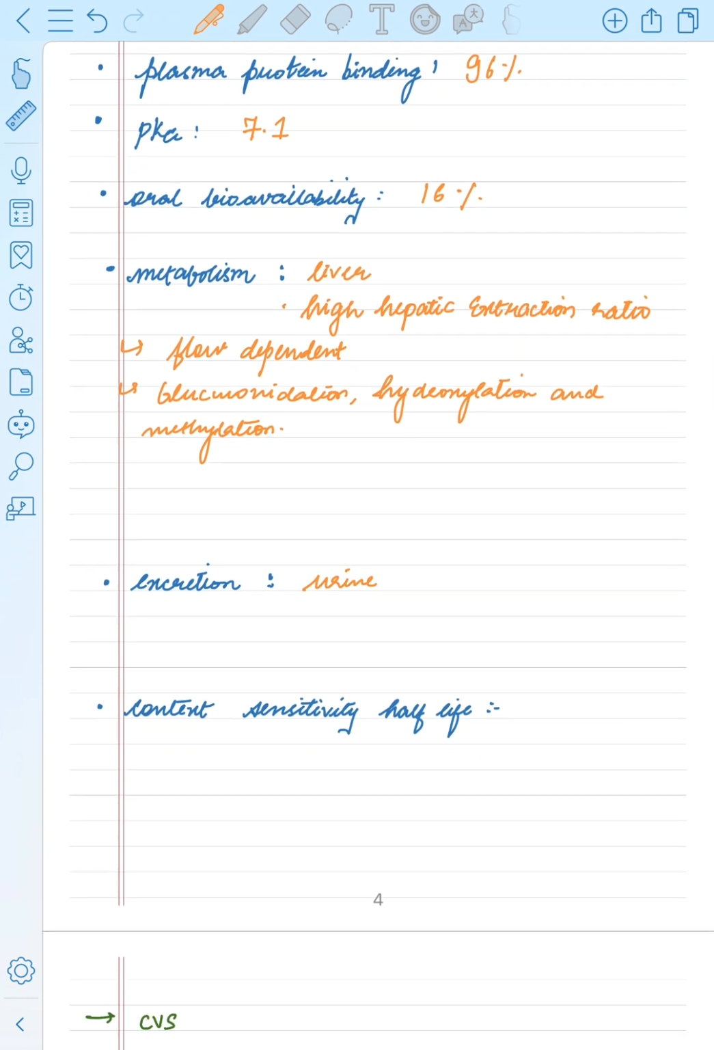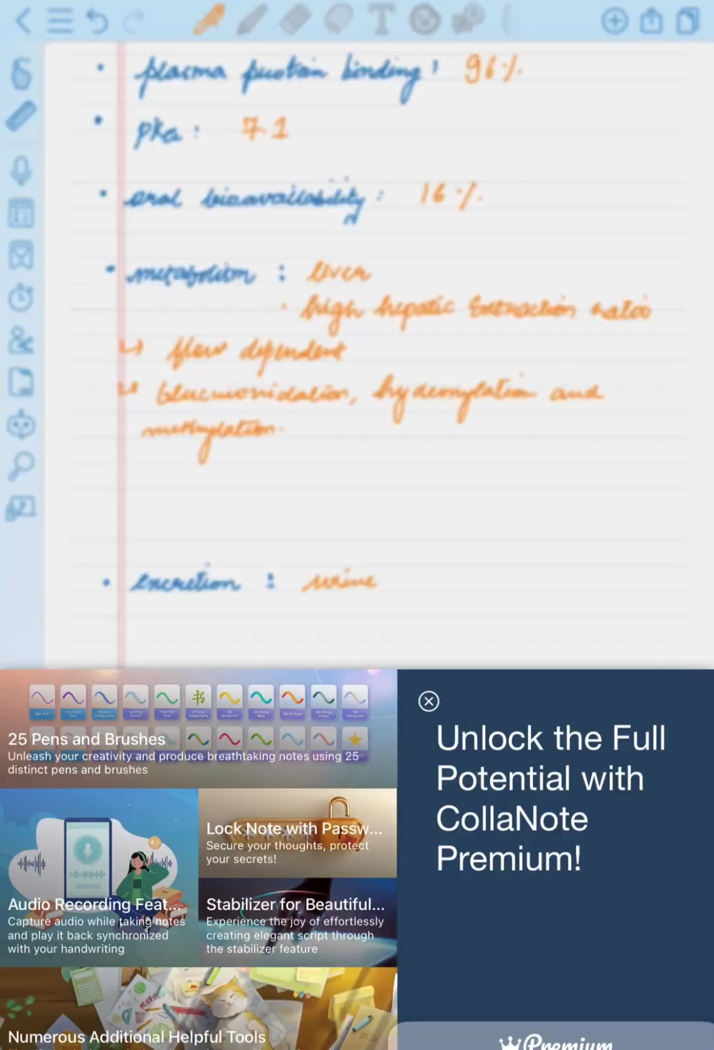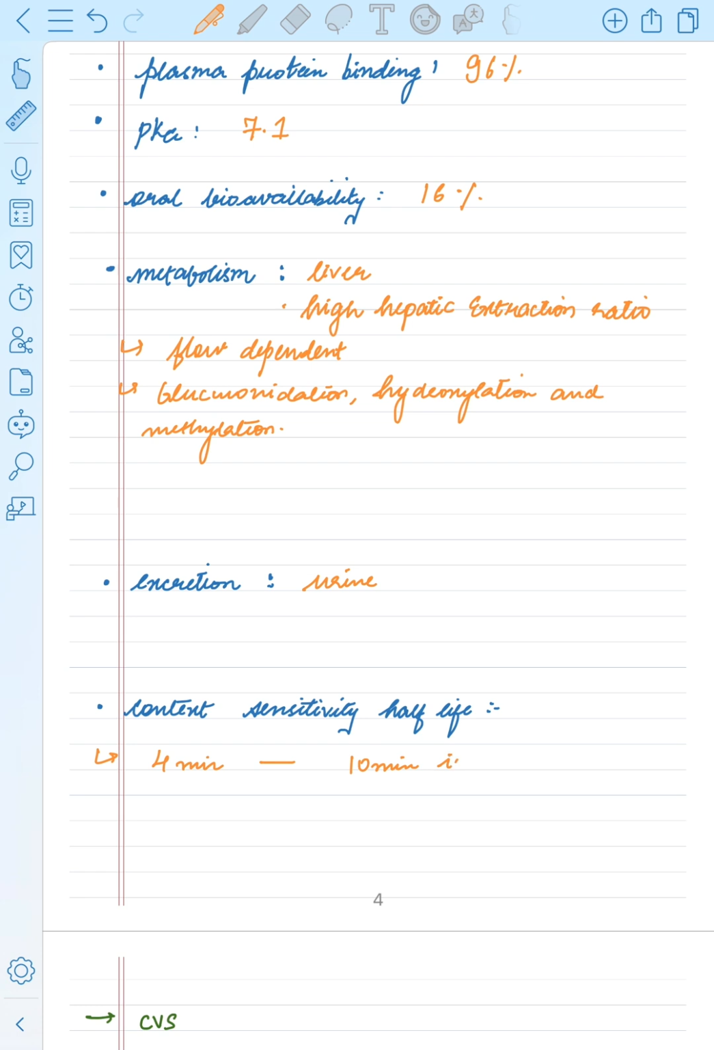Now the context sensitive half-life. The context sensitive half-life in the case of dexmedetomidine is about 4 minutes after a 10-minute infusion and can go as high as 3 to 4 hours after about 8 hours of infusion.